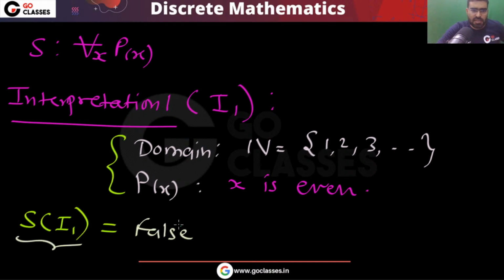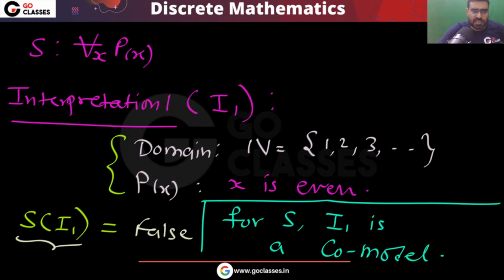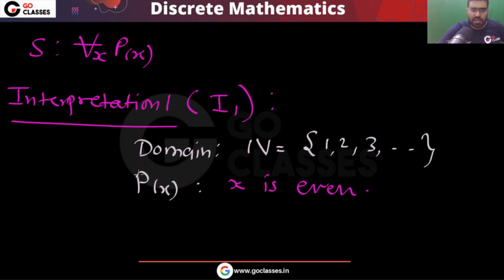Now, because S is false in this interpretation, for S this I1 is a co-model. For S, this I1 is a co-model, because S is false in this interpretation. Now let's see the next.